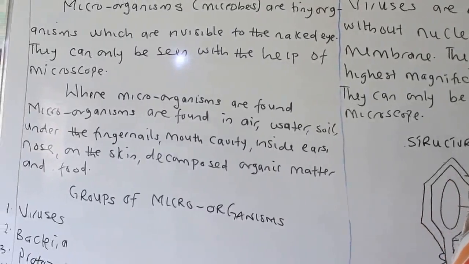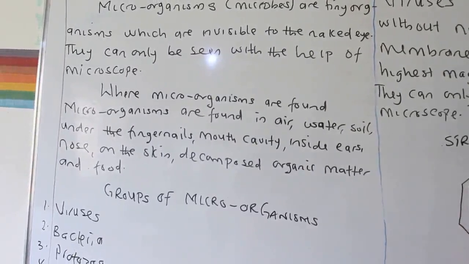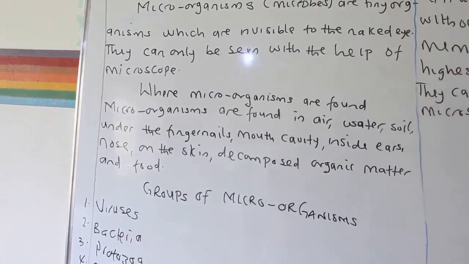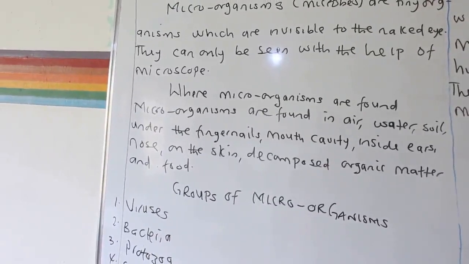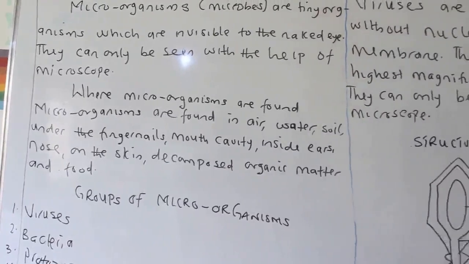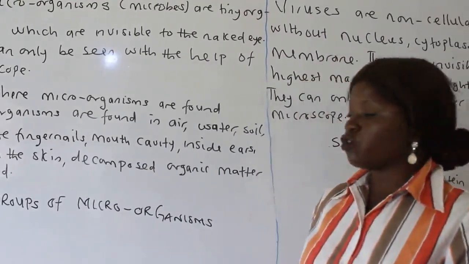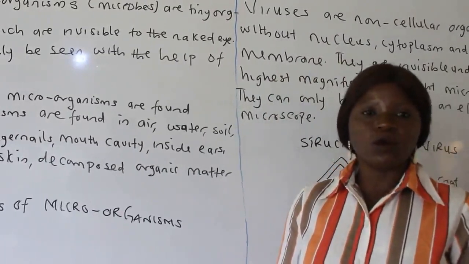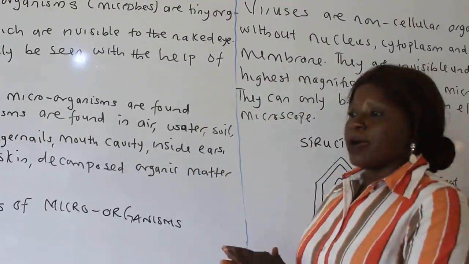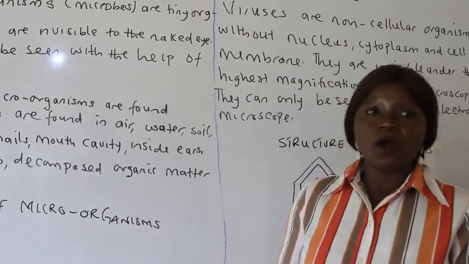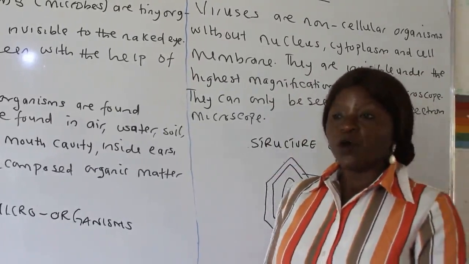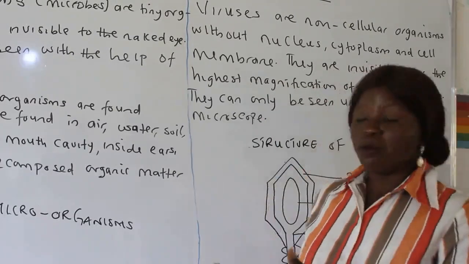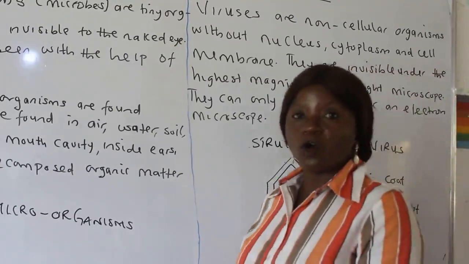The next thing we'll be looking at is groups of microorganisms. We have 5 basic groups of microorganisms. Number 1, we have the viruses. Number 2, we have bacteria. We also have the protozoa, and then we have some fungi. It's not all fungi that are microorganisms. Some are microorganisms, while others are organisms that can be visible with the naked eye. For example, a mushroom is not micro, but some groups of fungi fall under microorganisms.